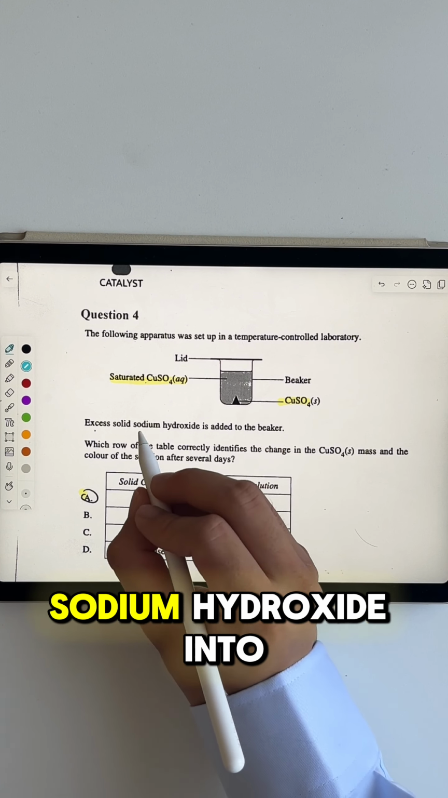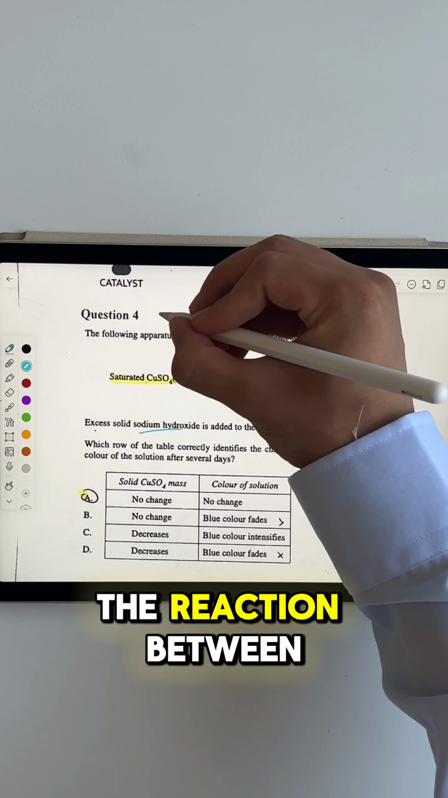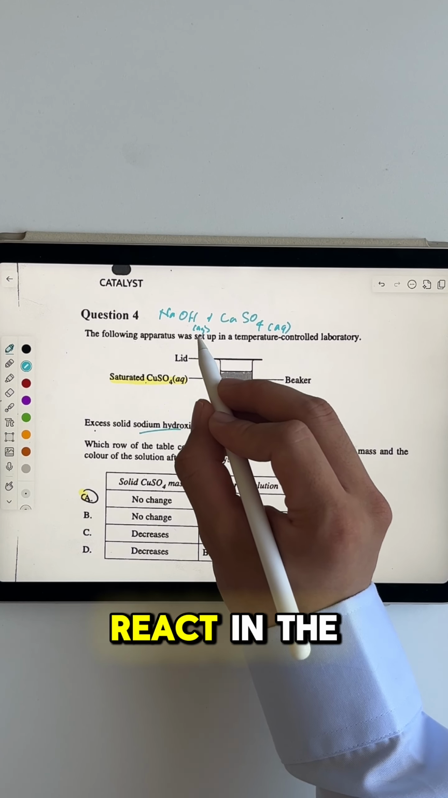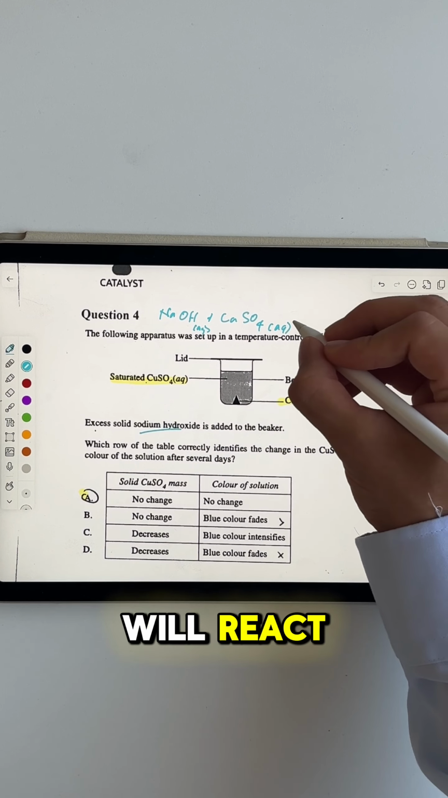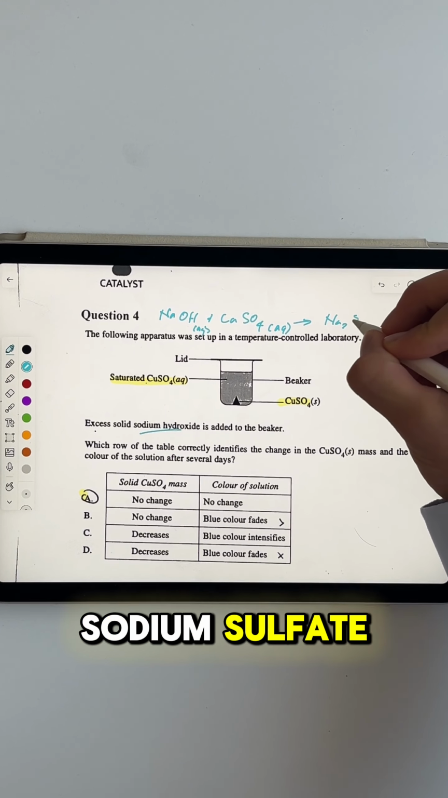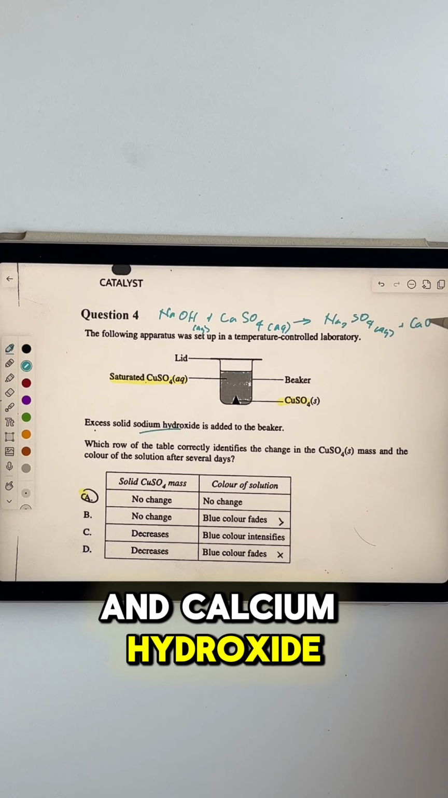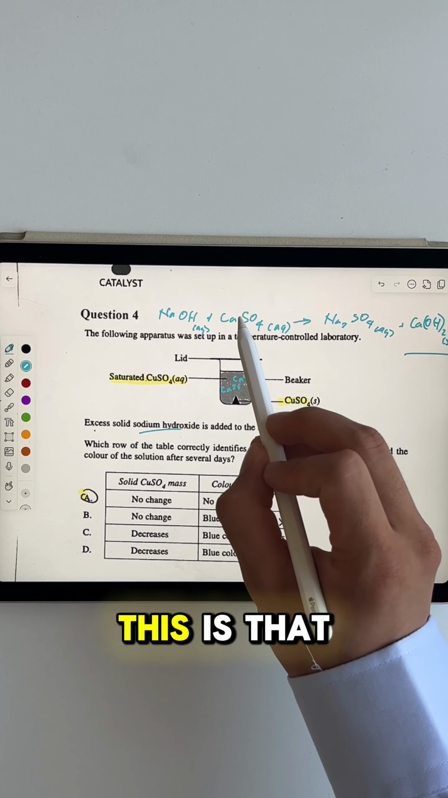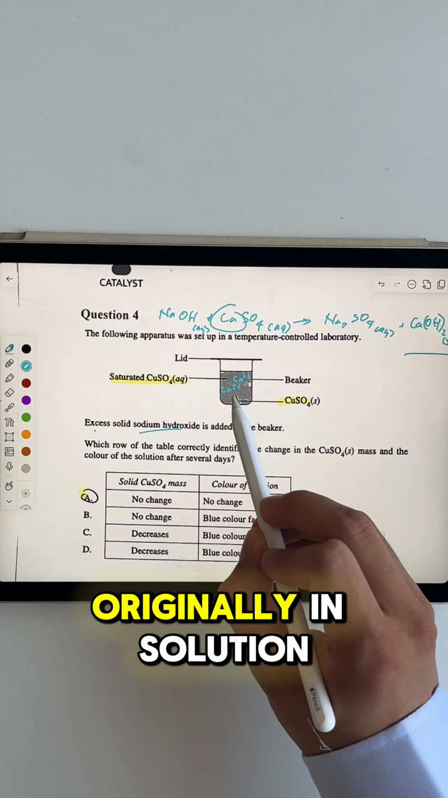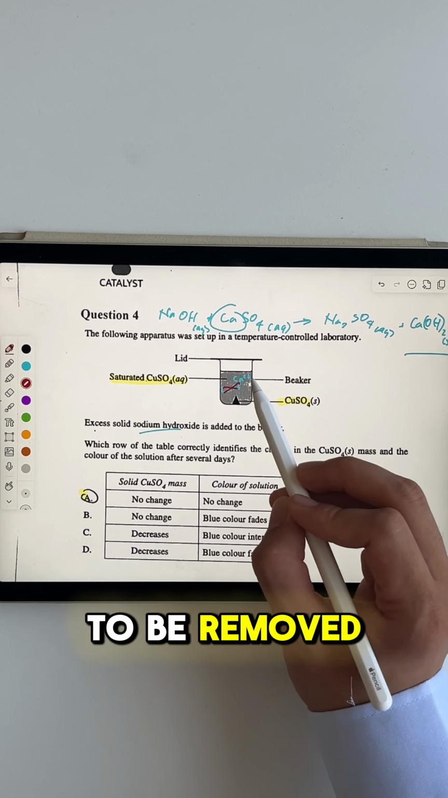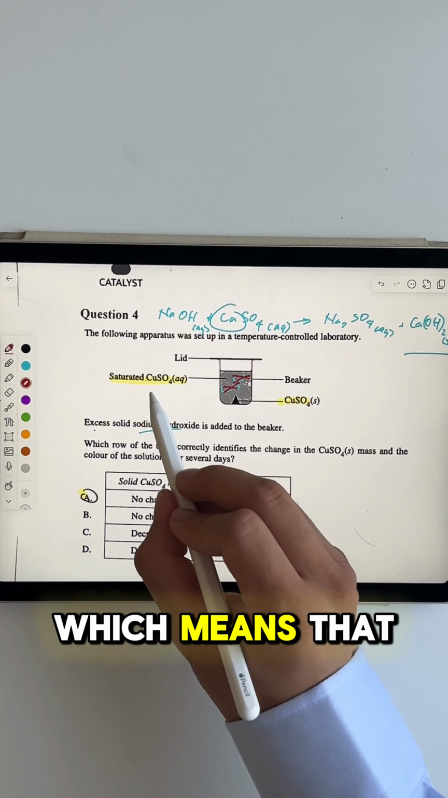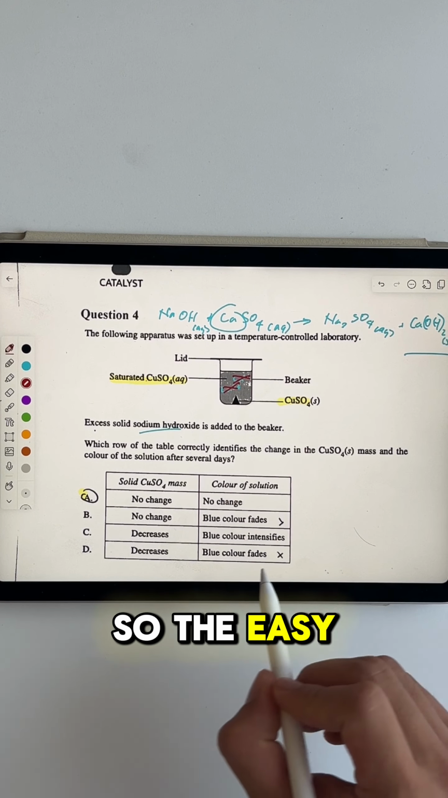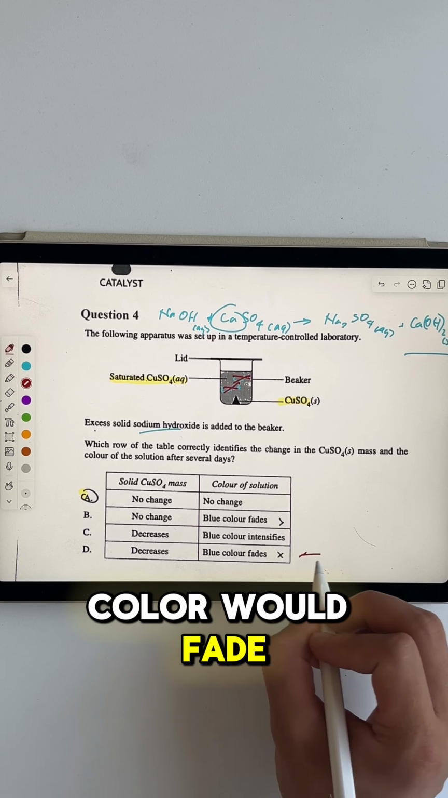When you add sodium hydroxide into this beaker, you will have the reaction between sodium hydroxide and copper sulfate. These will both react in the aqueous state since the ions will react, and you will end up forming sodium sulfate and copper hydroxide. Now, copper hydroxide will be the solid that you produce. The effect of this is that copper ions that were originally in solution are now going to be removed and turned into solid, which means that the concentration of copper sulfate is going to come down. So the easy option seems to be that the blue color would fade.